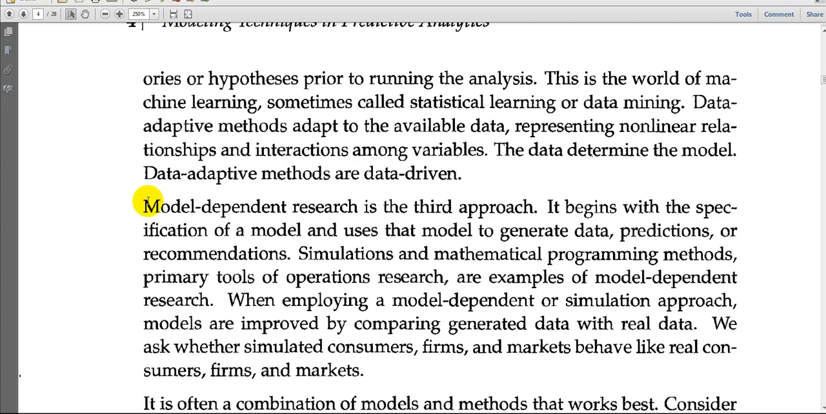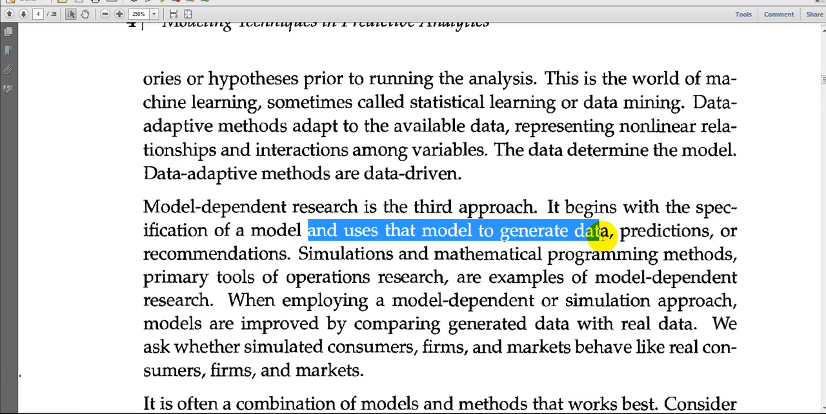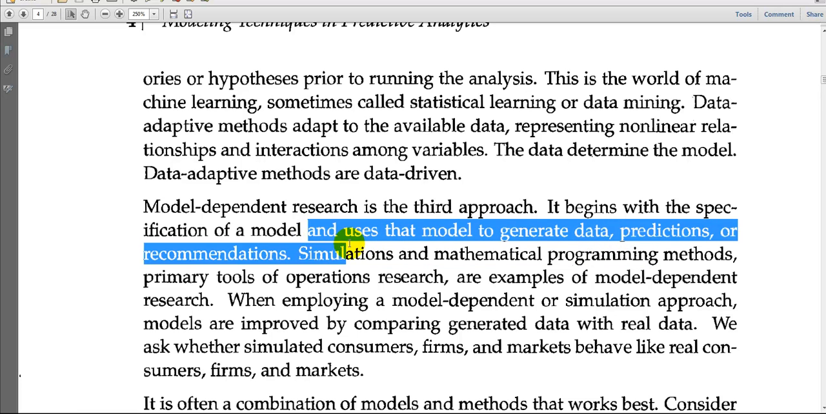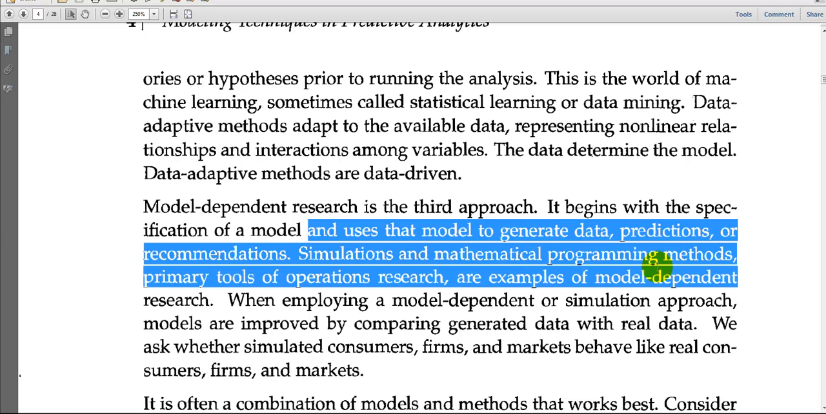And then there's model dependent research, which is another approach. Actually, we won't spend that much time on it, but it begins with specification of a model, like the traditional approach, and then uses that model to generate predictions or recommendations, and that's called simulations or mathematical programming.